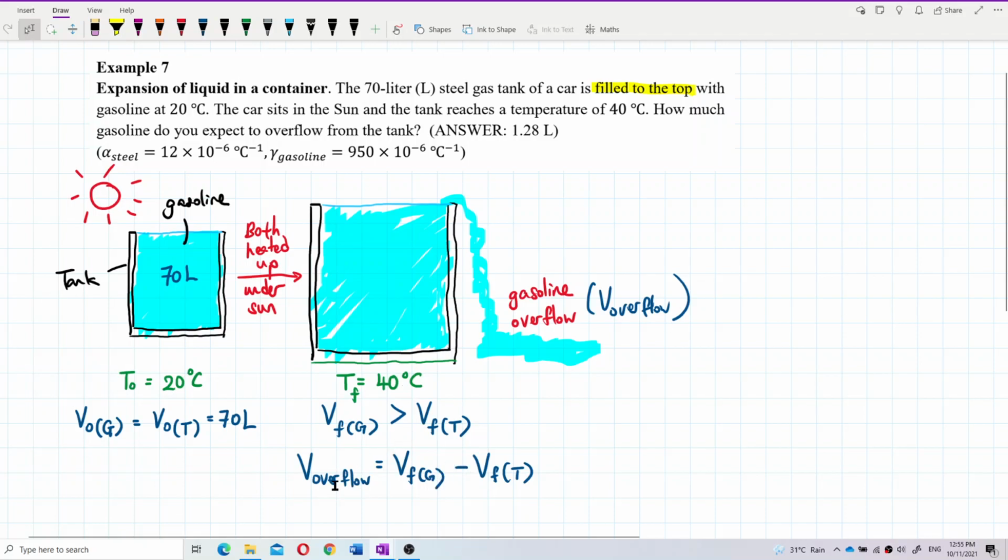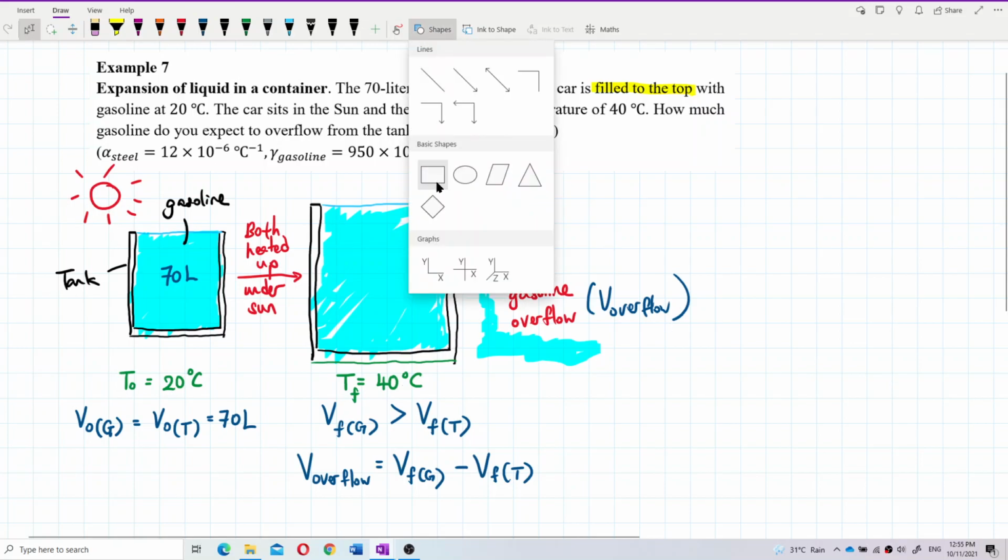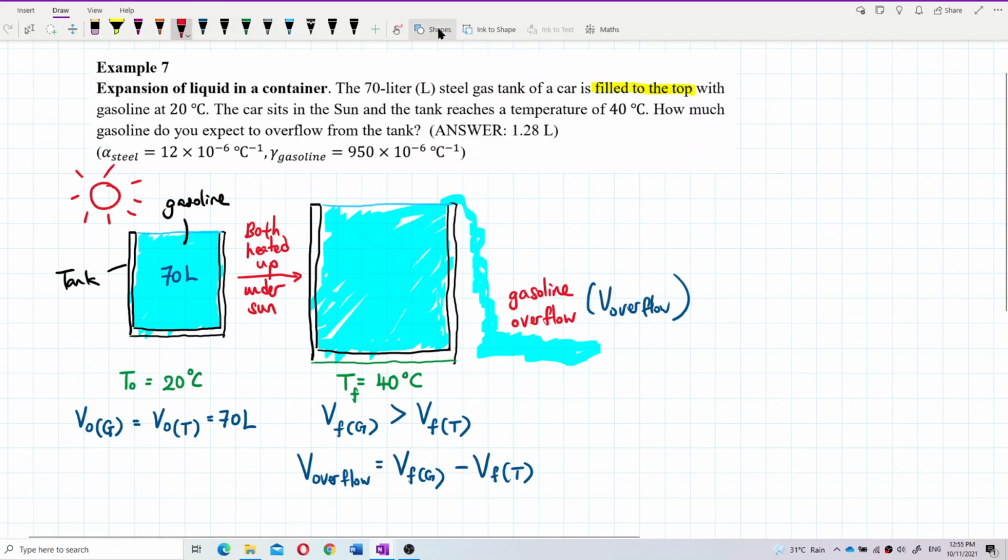Okay, so to find the amount overflow, which is what the question asks, how much gasoline do you expect to overflow, we just take the final volume of the gasoline minus the final volume of the tank. This is the equation that we need. This is the most important one.